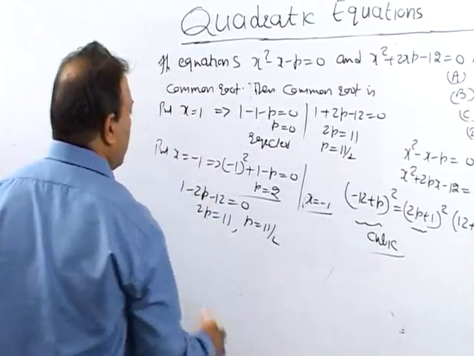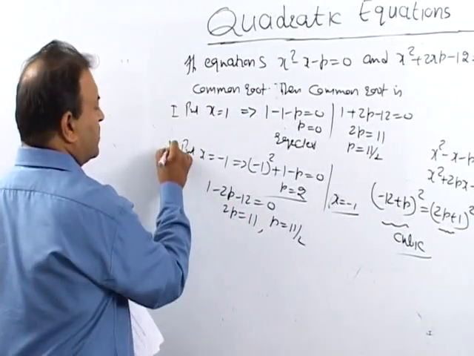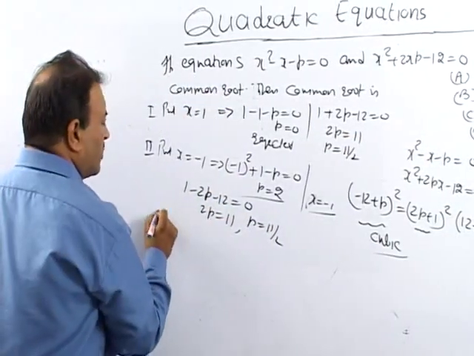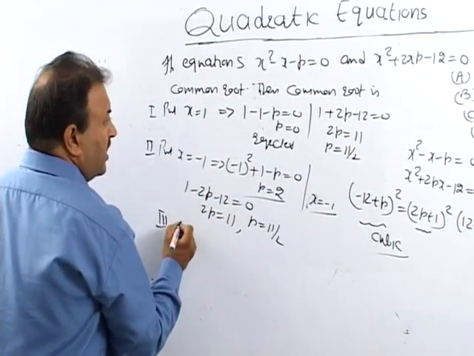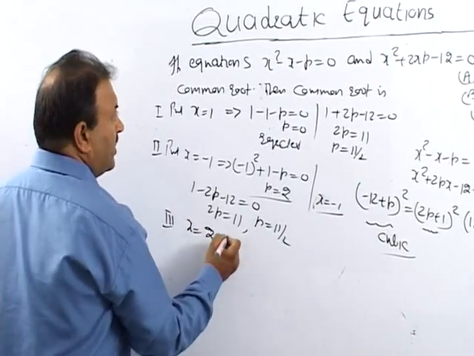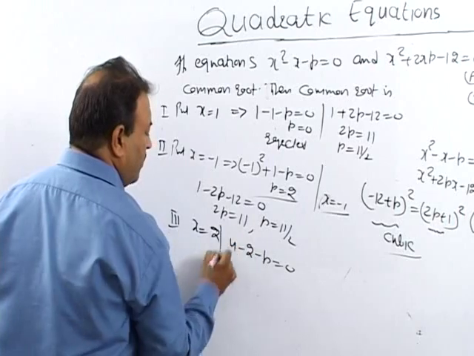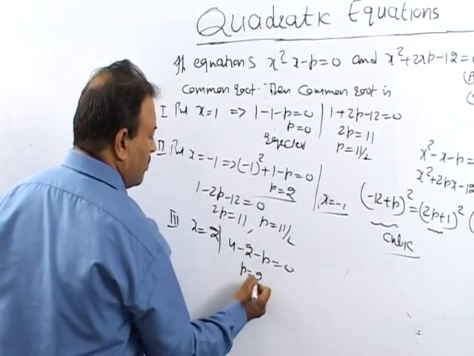Now I'll go for the third option. This is the first option we started, this is the second option we tried, and we go for the third option. Say x is equal to 2. It is 4 minus 2 minus p is equal to 0. It is p is equal to 2.